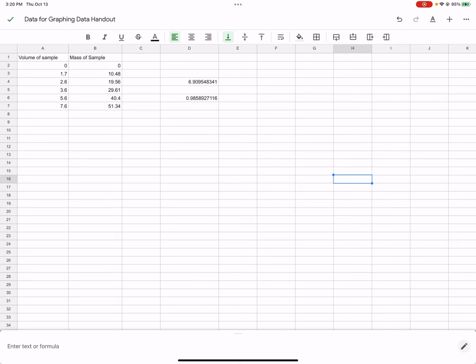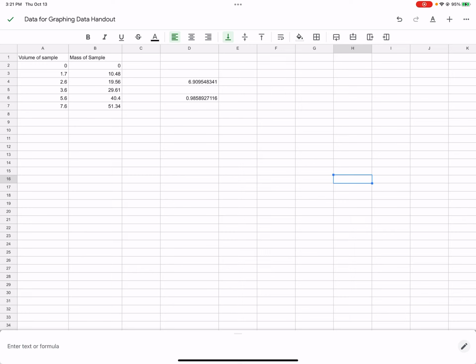Okay, so graphing on Google Sheets on the iPad is a little bit different than doing it on a computer. Honestly, it's a lot easier on a computer, and you may have to do some of the finessing on an actual computer, but you can do a lot on the iPad.